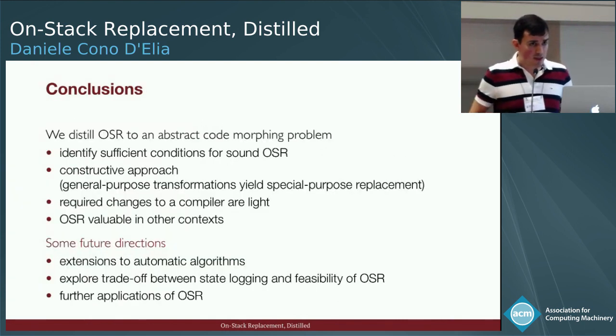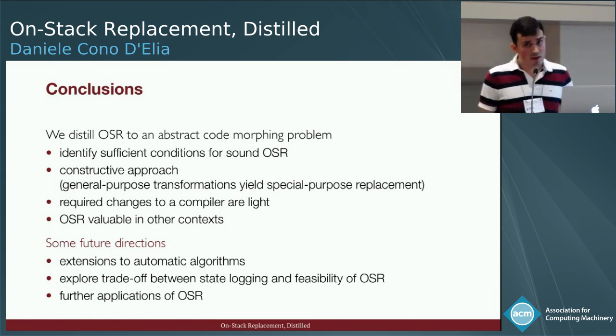So to summarize the contributions of this paper, we tried to distill OSR to an abstract code morphing problem. We identify sufficient conditions for an OSR transition to take place in a sound manner. We have a constructive approach with our Reconstruct algorithm for LV transformations. The required changes to a compiler are quite small, I believe. And we show that OSR can be valuable in other areas as well.